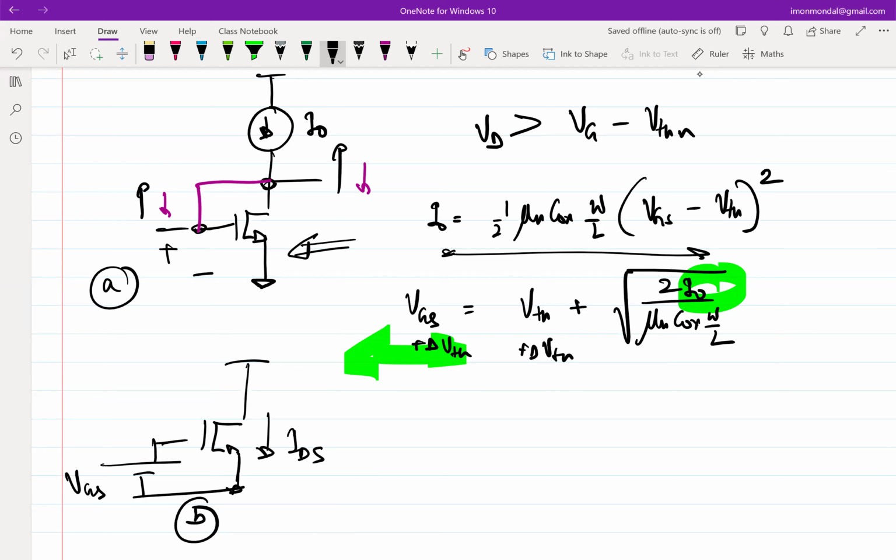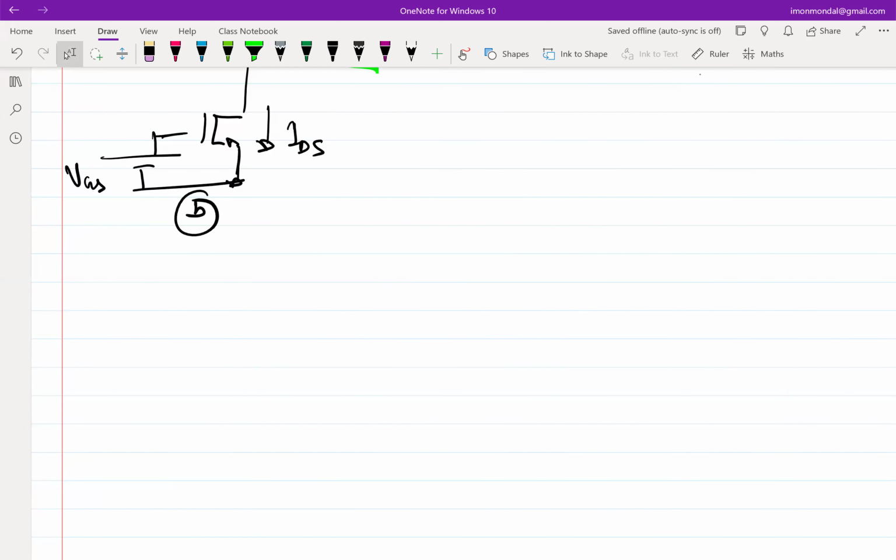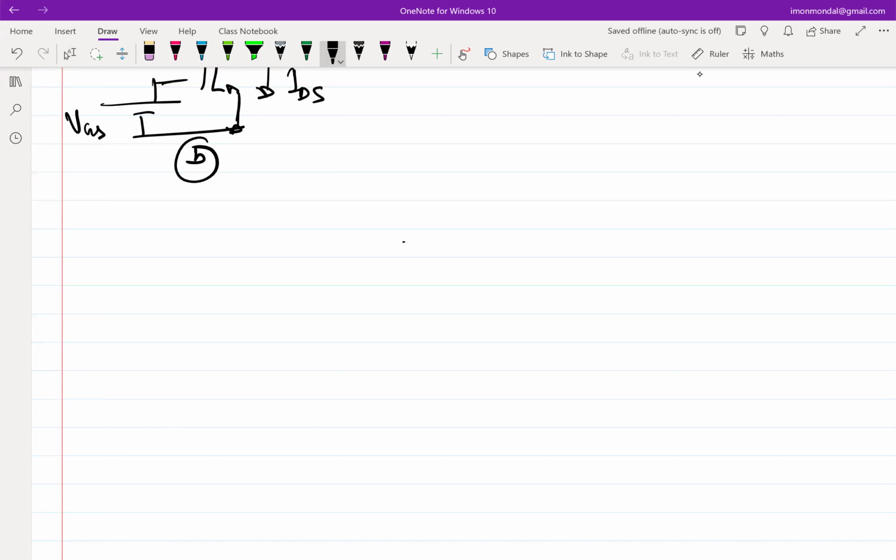So this is all good. But then the question naturally comes: this is only setting up the VGS. How do I apply an input and take an output? Ultimately, we want an amplifier, right? So let's go back to our good old common source amplifier.